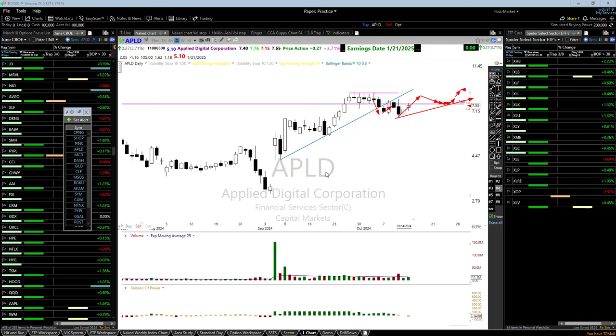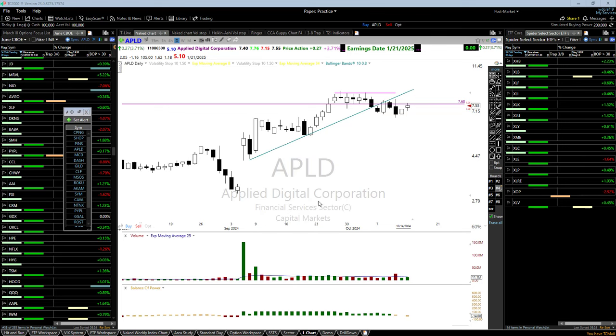Okay. There's another really good example in this chart of a bad habit that a lot of people use and do over and over and over again. How many of you have seen the big white candle here? You get so inspired by the big white candle, you jump in, you chase it. Oh my gosh, I'm missing out. And then somewhere over in here, you get yourself stopped out of the trade.